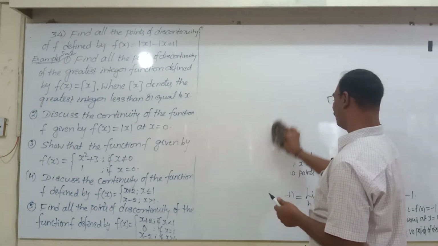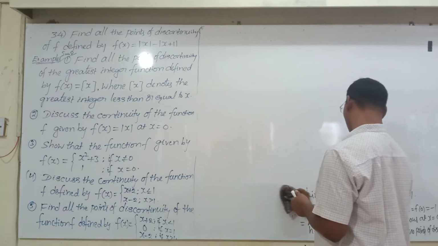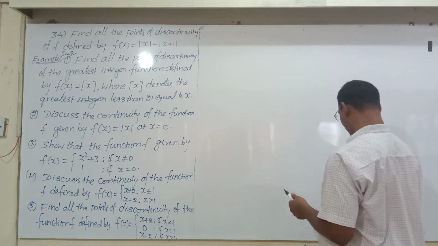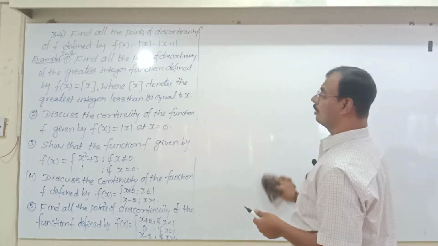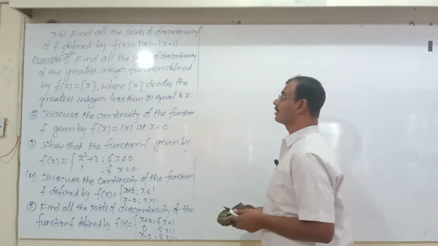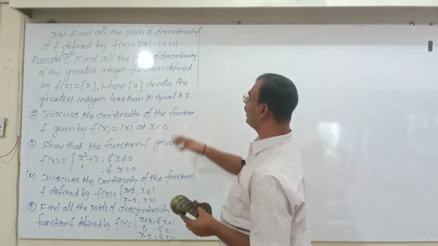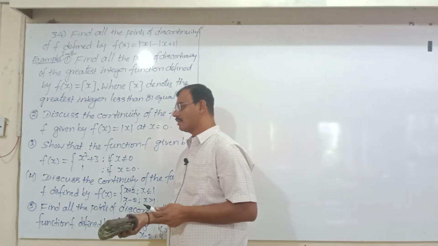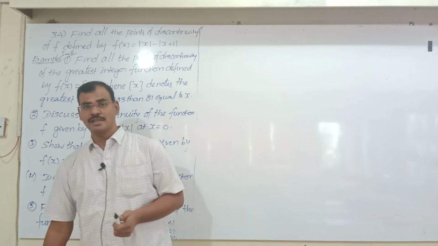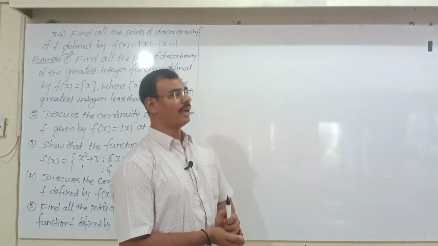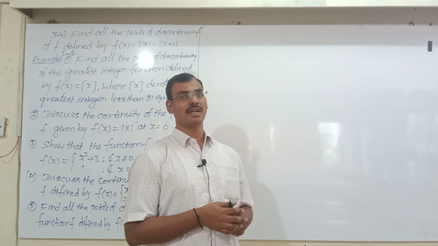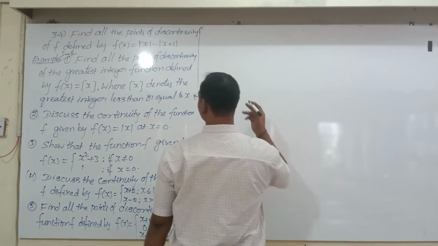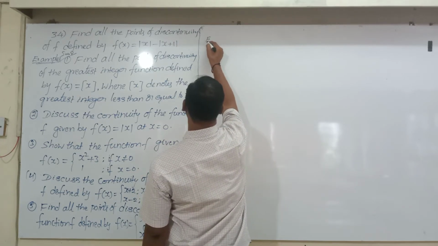We know very well in functions how to draw graphs, also the greatest integer function graph. Relations and functions we studied this. Is it continuous or discontinuous? We have to check at integers only. At integers, generally, it is discontinuous. At non-integral values it is continuous. I will show at integral values. So, example 1 here.